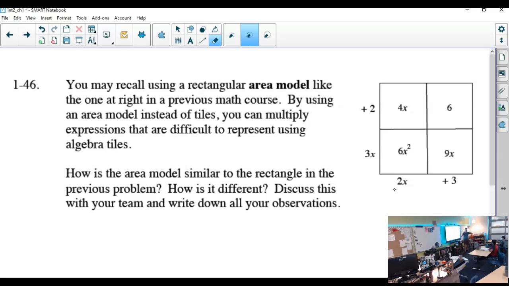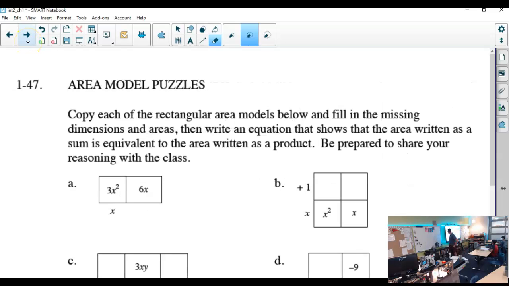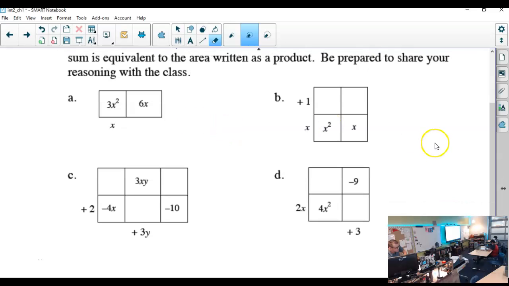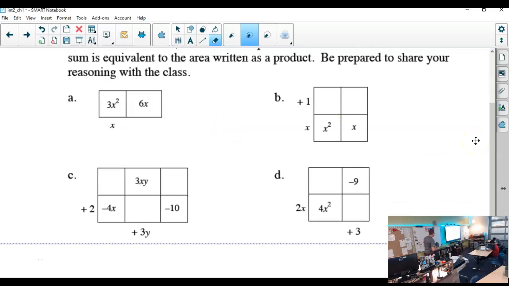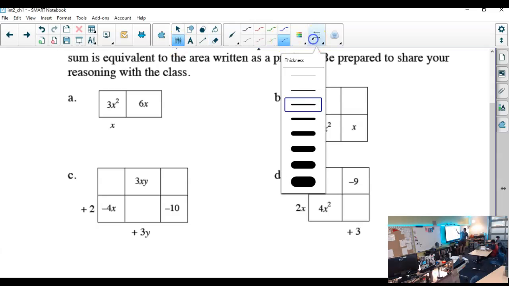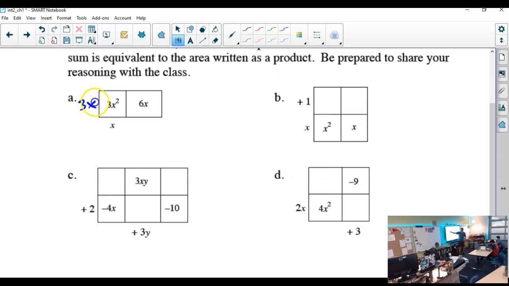So try to fill in the empty pieces that may not even be inside of the area model. It might be outside the area model. So like for A, in order for x to have created 3x squared, what do we know about over here? That has to be 3x, because 3x times x makes 3x squared. Then 3x times what would make 6x? 2. Try to fill the rest of these.